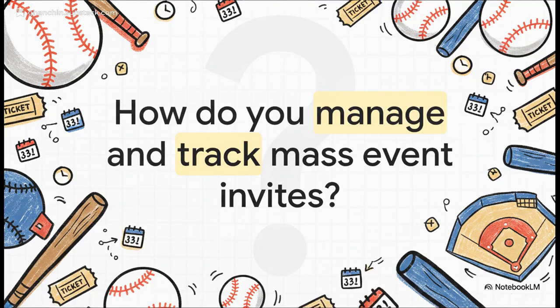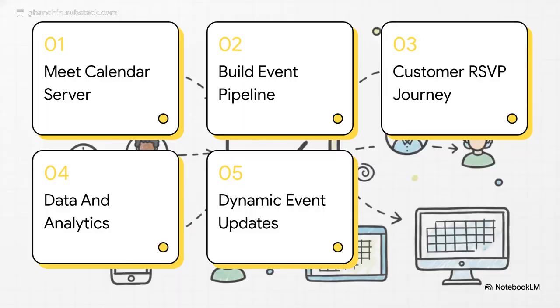frustrating interfaces. And we're using a massive, real-world example as our guide, an organizer building out the entire Major League Baseball 2026 schedule. So here's our game plan. First, we'll meet the Calendar Invite Server. Second, we're building the event pipeline. Third, we'll check out the customer RSVP experience. Fourth, tracking data and analytics. And finally, sending out dynamic event updates. We're going to follow the data step by step, tracing a single event's journey from the organizer's calendar all the way to the analytics dashboard.